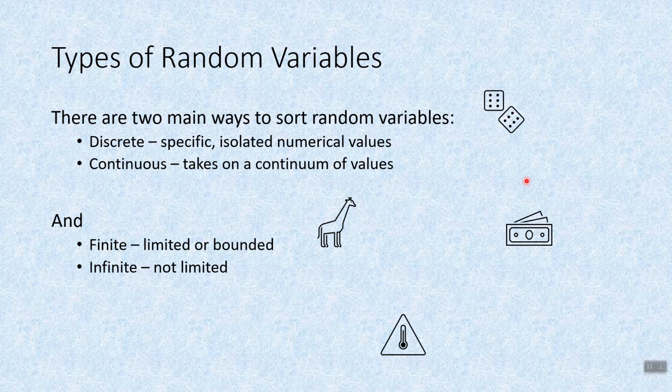The other way we sort is between finite or infinite, and just like any other time that I've defined finite, it's limited or bounded. It ends, right? And infinite, it doesn't. So hopefully there's infinite earning potential, right? Even if it's discrete, we want that number to keep growing.